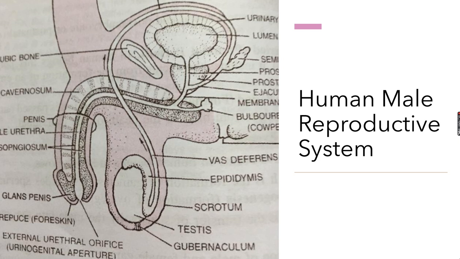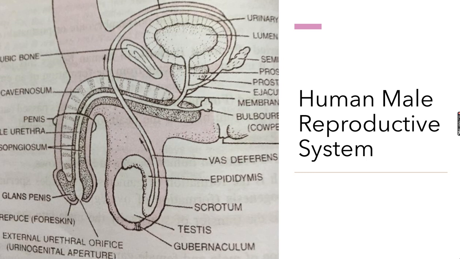Next we'll study the testes. The testes are the primary sex organs in man. During early fetal life, the testes develop in the abdominal cavity, but during the 7th month of development, they descend into the scrotum through inguinal canals. There is a pair of testes suspended in the scrotum by spermatic cords.